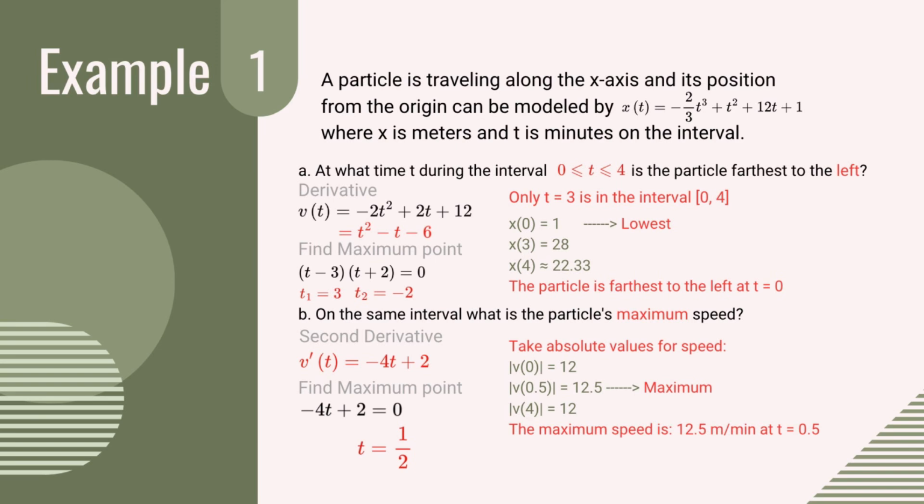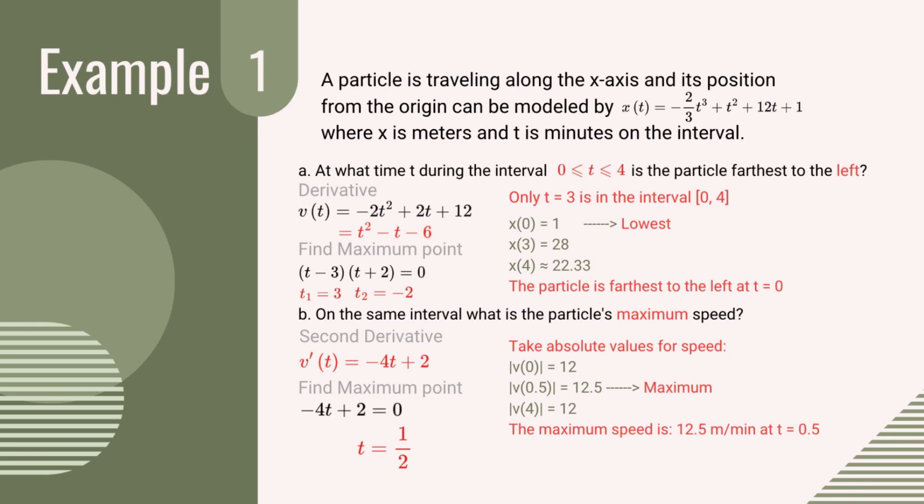And the second question is B. On the same interval, what is the particle's maximum speed? It's asking about the speed, so we need to use the second derivative. So we go to v prime. This function also helps us find the critical point, where t equals a half. Since it asks for the speed, we need to take the absolute value.